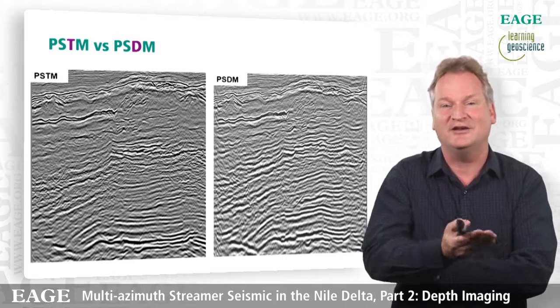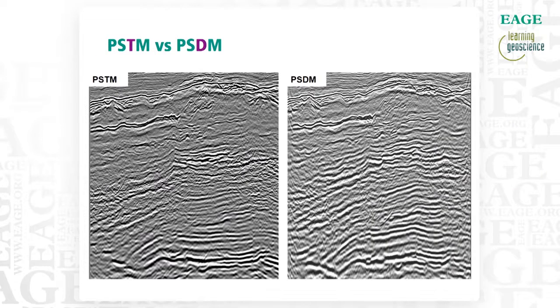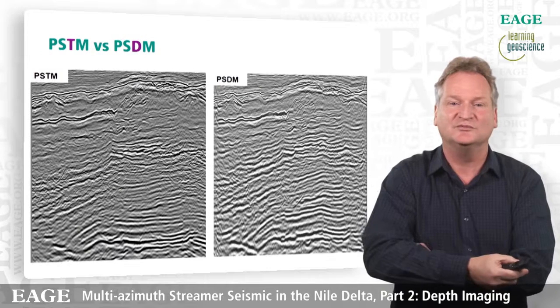And then if we compare the time image, which already was not too bad, with a depth image, you can really see that by building a detailed velocity model and going through all the efforts that I've just demonstrated to you, you do get an uplift in the general data quality, and especially the gross overall structure is imaged a lot more reliably.